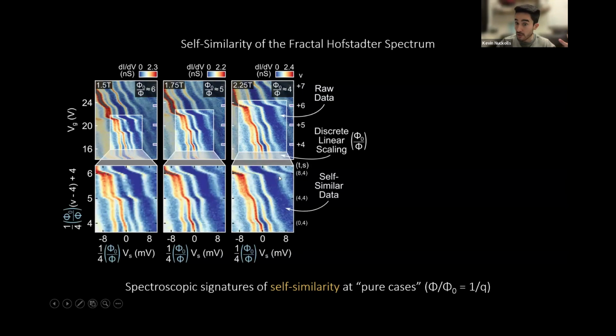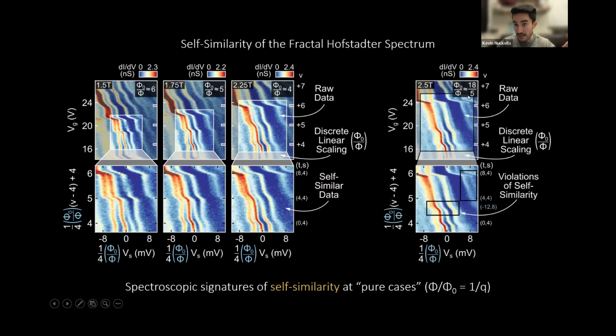We perform discrete scalar transformations of the data to find that the data again shows remarkable self-similarity at these simple flux per unit cell ratios. But if we probe away from these simple ratios, we find that there are new topological gaps and new Hofstadter band splittings that are not self-similar to those simple fractional values, again evidencing the discrete nature of this self-similarity.